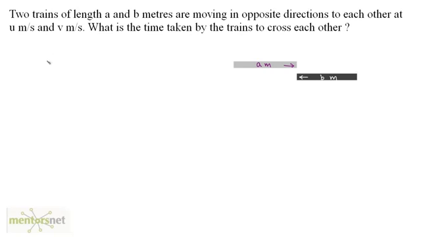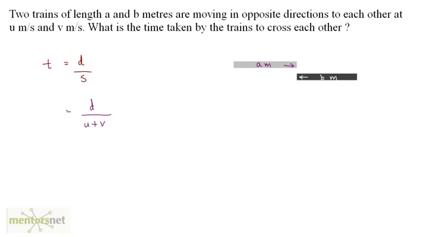What is the formula for time taken? Time is equal to distance upon speed, right? Now you can easily get the speed because you have two objects and these objects are traveling in opposite directions. So the speed will be relative speed. So we have distance upon the speed, and the relative speed of objects moving in opposite directions is the addition of their speeds. So U plus V is the speed.